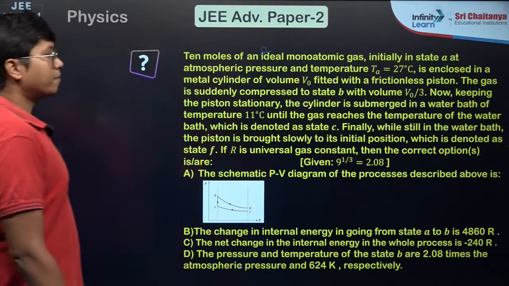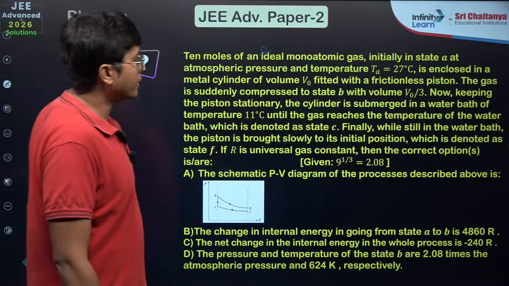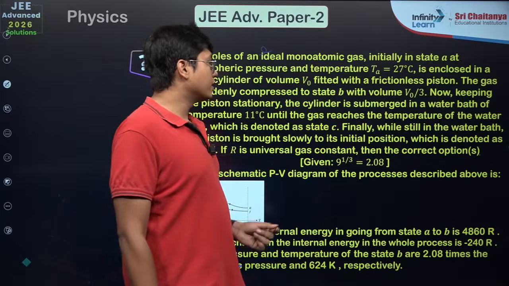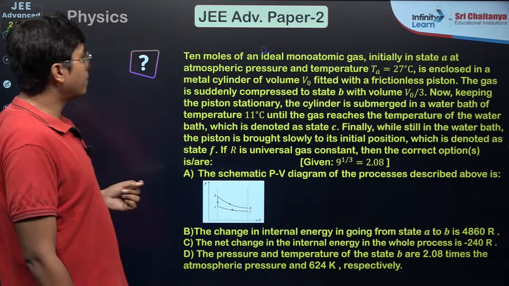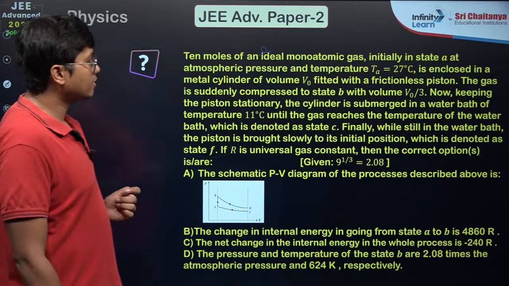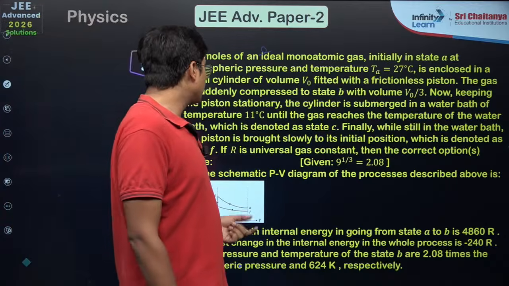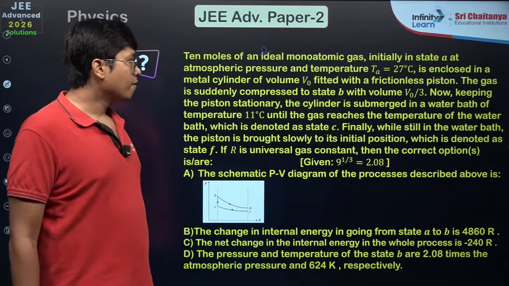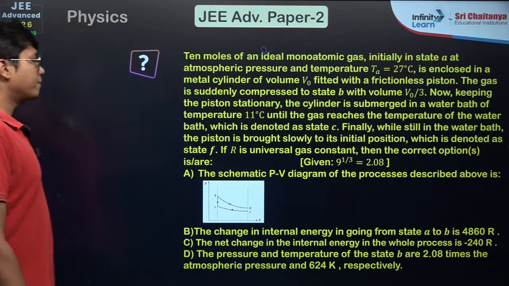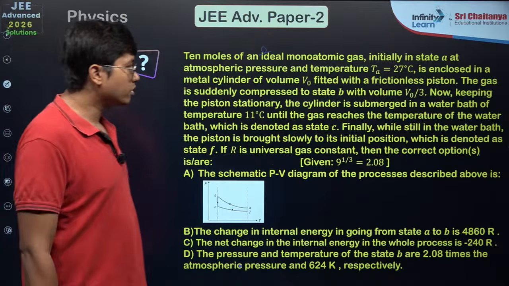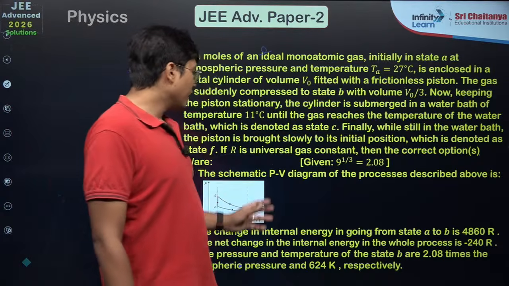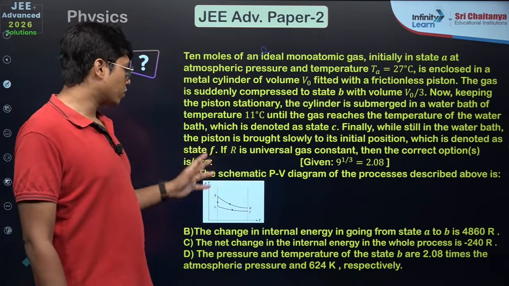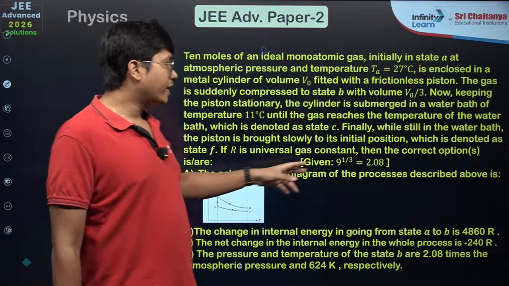The gas is suddenly compressed to a state B with a volume V0 by 3. Keeping the piston stationary, the cylinder is submerged in a water bath of temperature 11 degrees Celsius until the gas reaches the temperature of the water bath, which is denoted as state C. Finally, while still in the water bath, the piston is brought slowly to its initial position, which is denoted as state F. If R is the universal gas constant, which are the correct options? There's a schematic PV diagram over here.